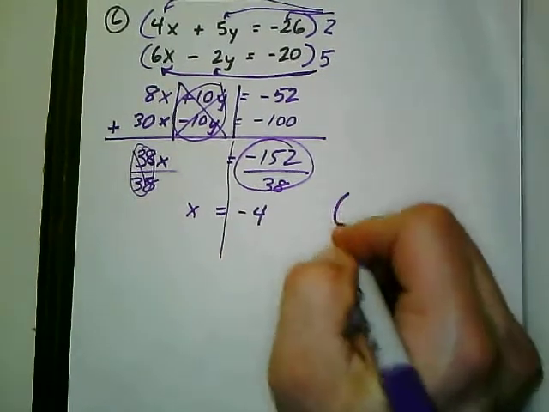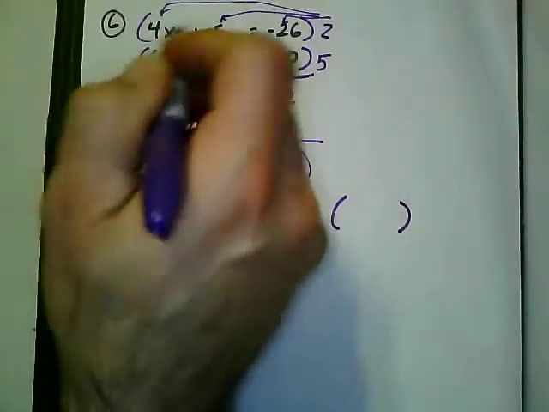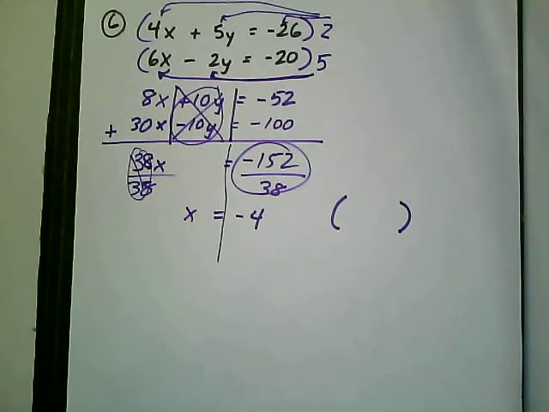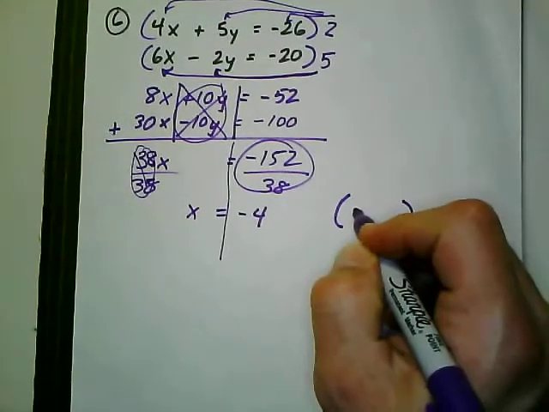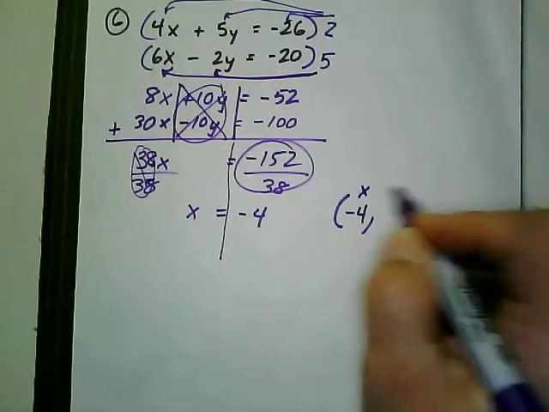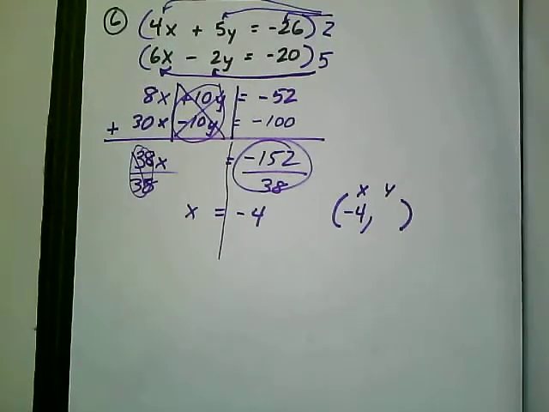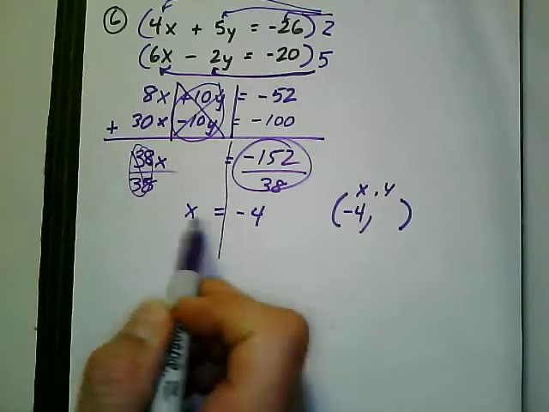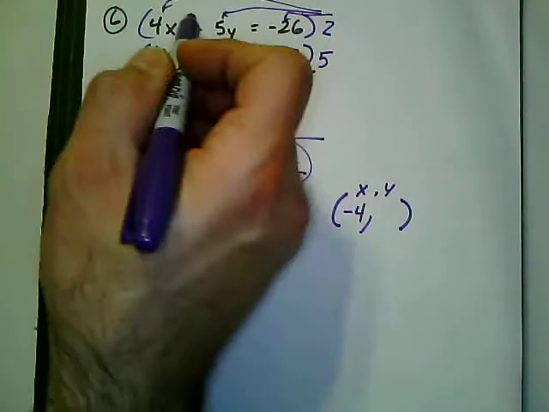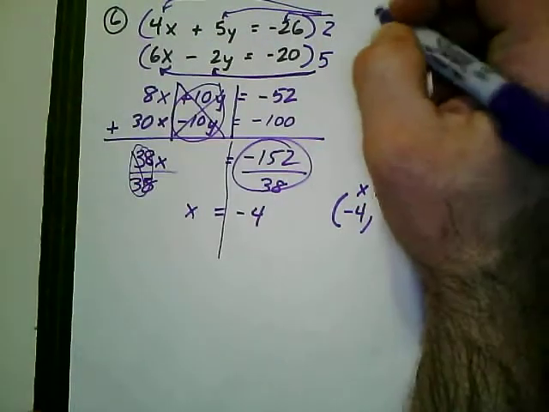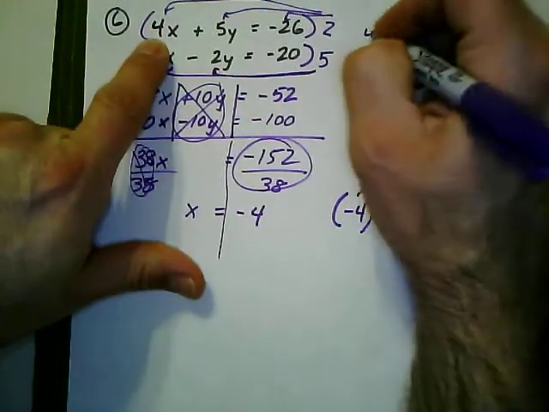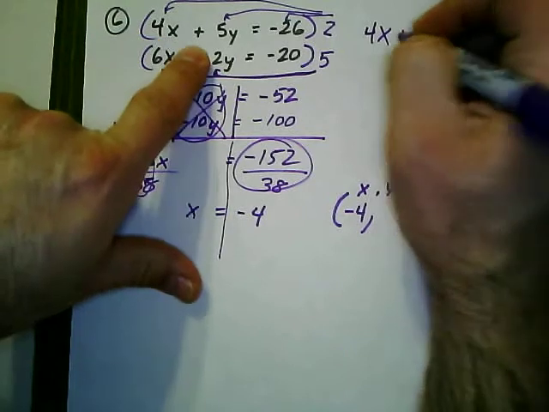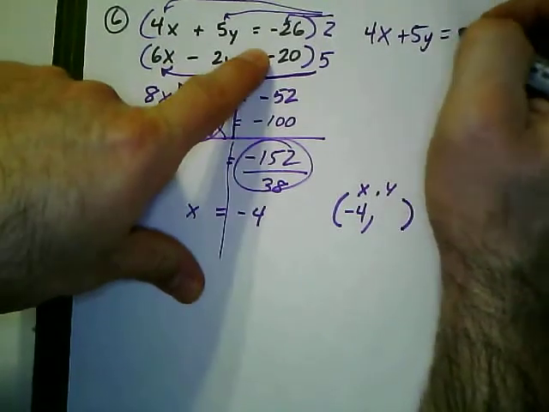Now, that's just the first part. Remember that these are 2 lines that are intersecting, and we want to know where those 2 lines intersect. So our point is an xy point, which is negative 4 is the x, and we need that y value. So we're going to take the x, because now we know the value of x, and put it into one of these. I like to just take the top one. I guess it's just easy. You could use the bottom one if you want to, but I'm going to use the top. So 4x plus 5y equals negative 26.